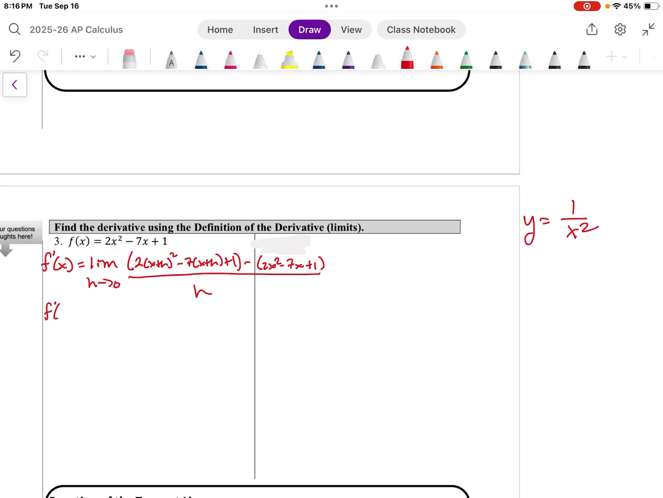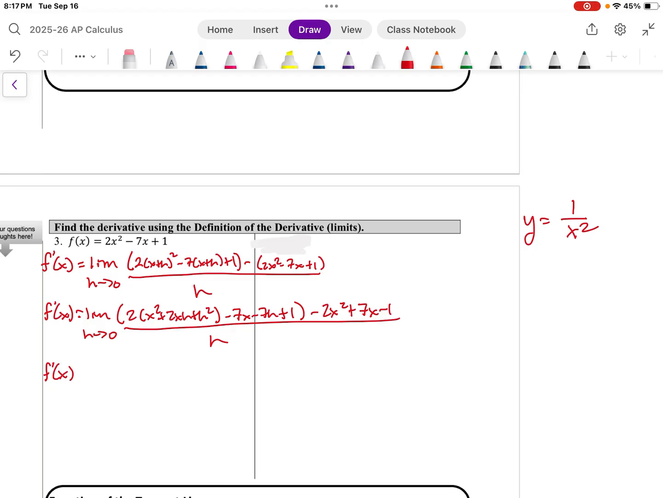So f prime of x equals the limit as h approaches 0 of 2 times x squared plus 2xh plus h squared, and then it is minus 7x minus 7h plus 1, then negative 2x squared plus 7x minus 1. That's all over h. Again, very lengthy process here, f prime of x. The bigger the function, the more tedious it is to do by the definition, but we have to be able to do it. So I'm now going to distribute the 2 in there.